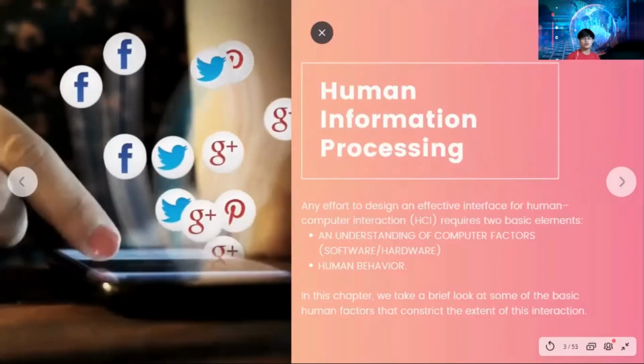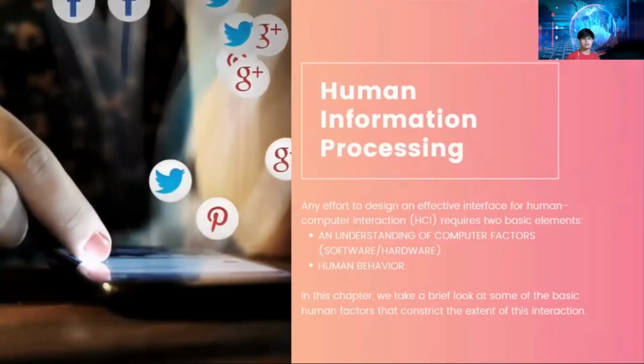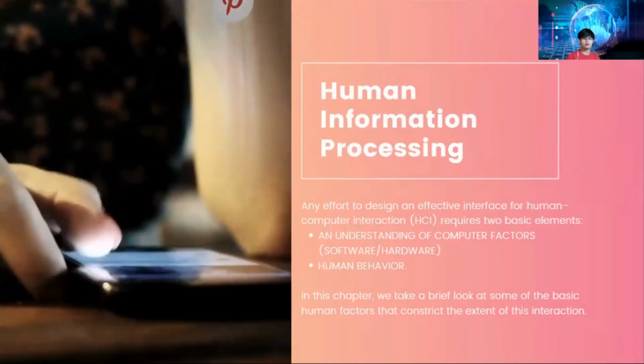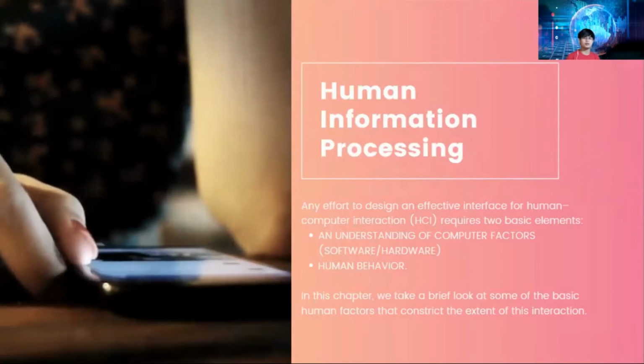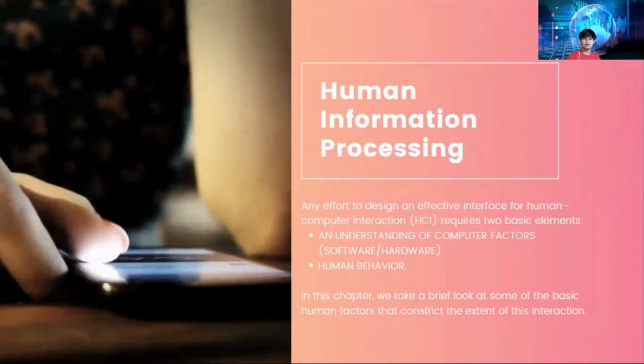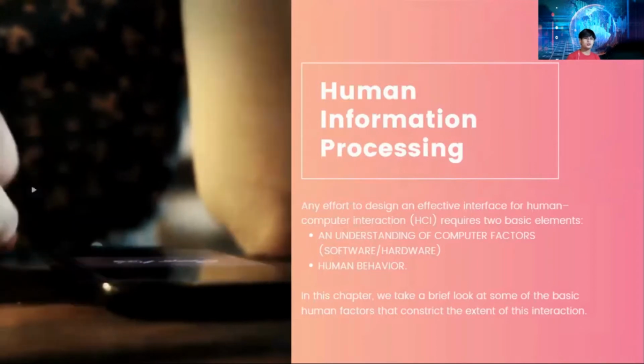Okay, so the human information processing. I believe that you are familiar with how the information is being processed by a human being. Any effort to design an effective interface for human-computer interaction, or HCI, requires two basic elements. You need to understand the computer factors, the software and the hardware. So you should have a little bit of an idea on how a computer works.